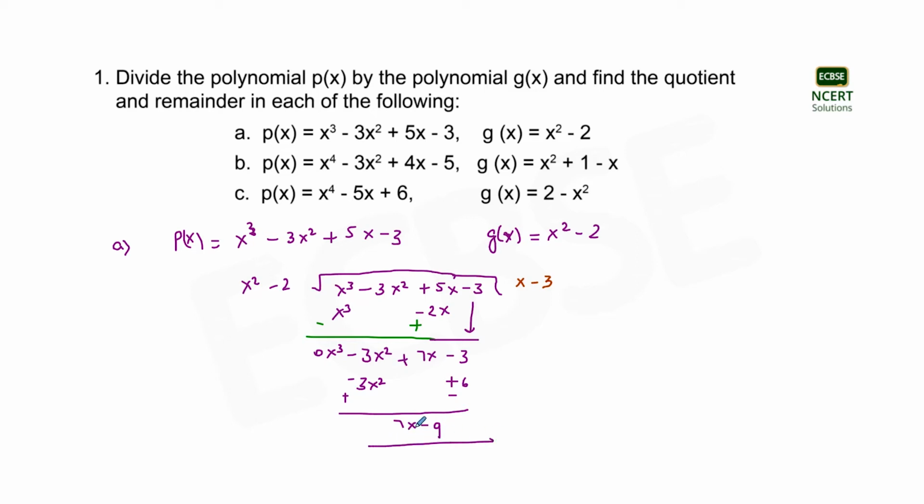Now clearly the degree of the dividend is less than the degree of the divisor, that is, 1 is less than 2. So we stop over here.